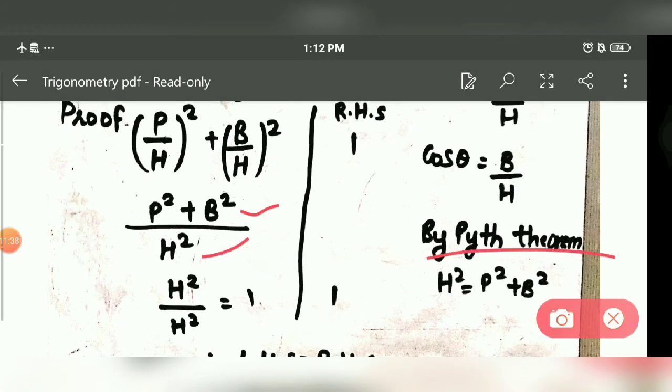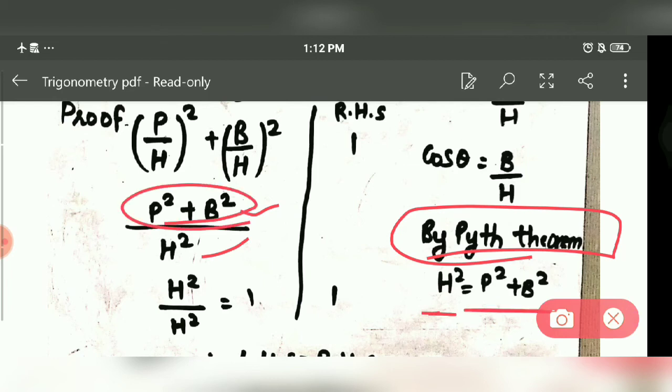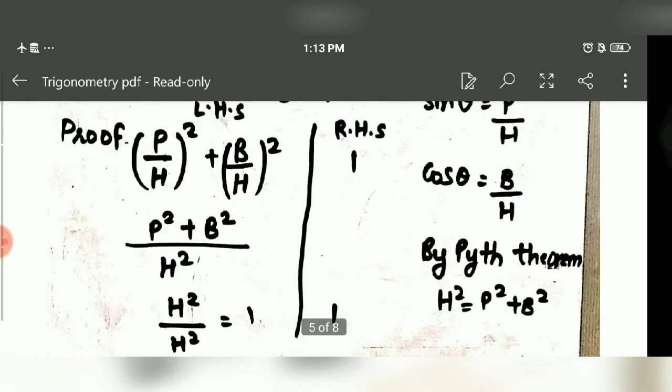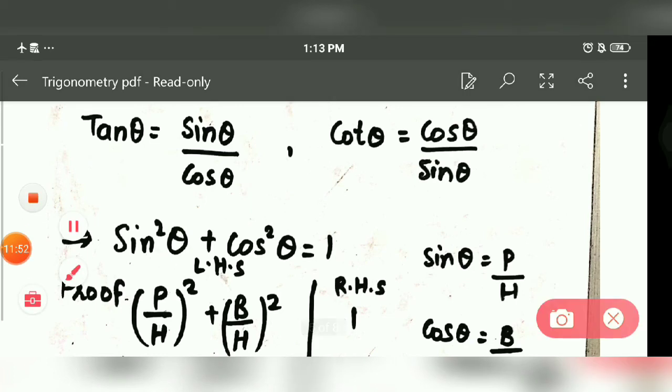where by using the Pythagoras theorem that we already did, hypotenuse square is equal to p square plus b square, replacing this value by h square. So this cancels with this, and it is 1. So left hand side is also equal to right hand side. So sine square theta plus cos square theta is equal to 1.